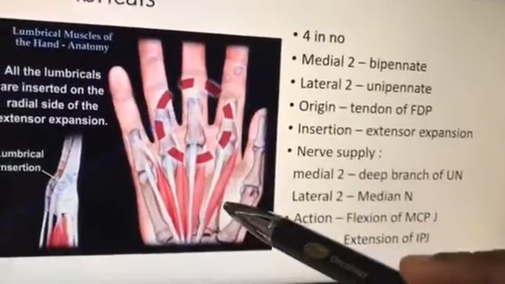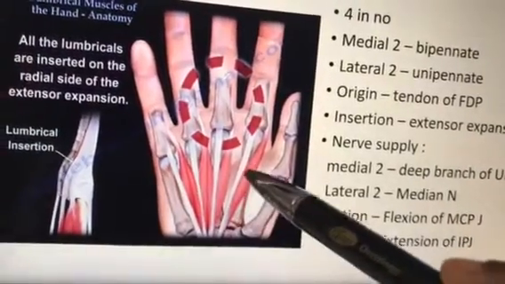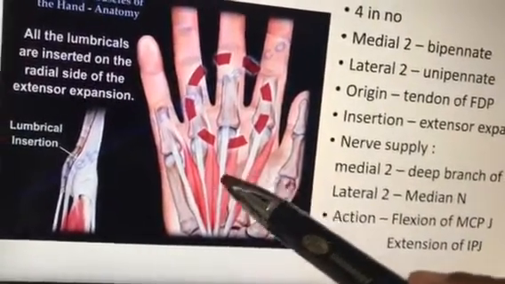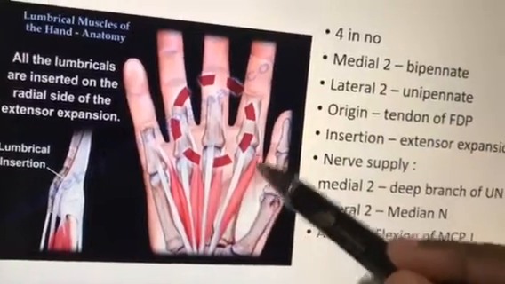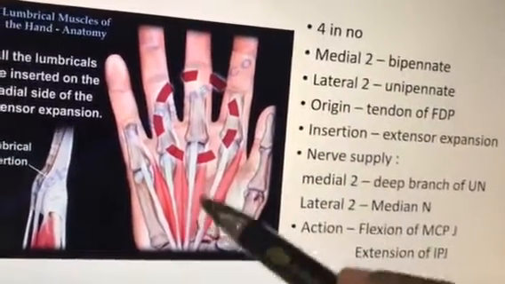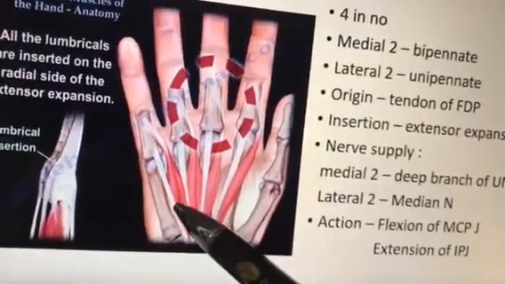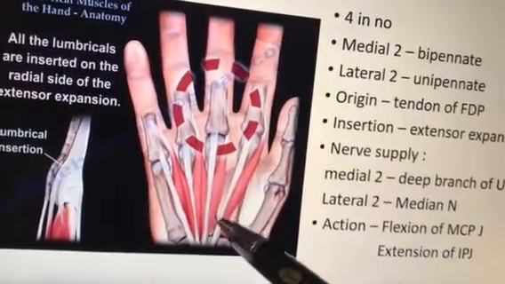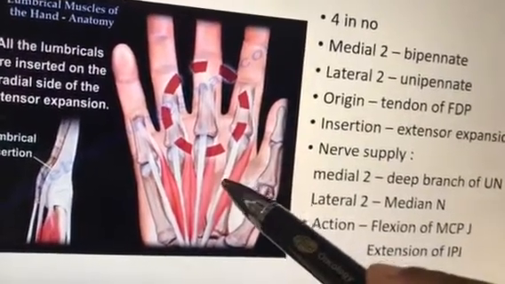Lumbricals, there are 4 lumbricals, okay, medial 2 and the lateral 2. These are different. The medial 2 you are putting double M there. So medial 2 lumbricals are bipinnate and the lateral 2 lumbricals are unipinnate, right? Unipinnate means one side.